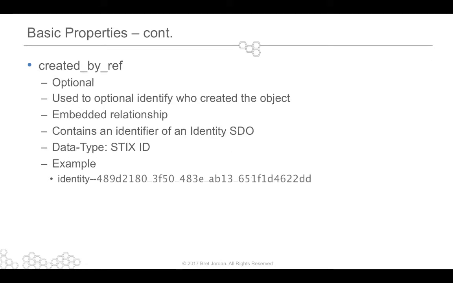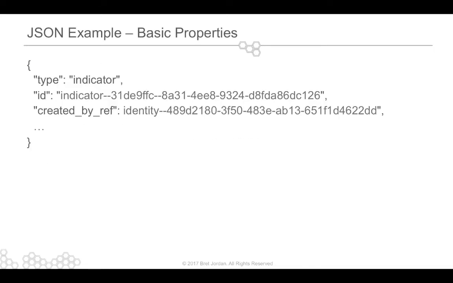The created-by-ref property is optional and used to identify who created the object. The data type for this property is a STIX ID that points to an identity object as an embedded relationship. We will talk more about relationships in a later video. In this example, you can see the first 3 common properties in the JSON serialization. We will finish fleshing out this example as we go through this video.